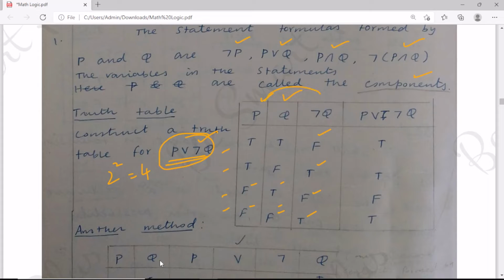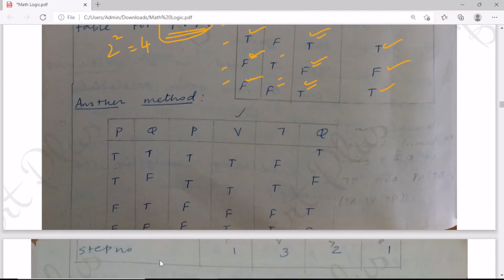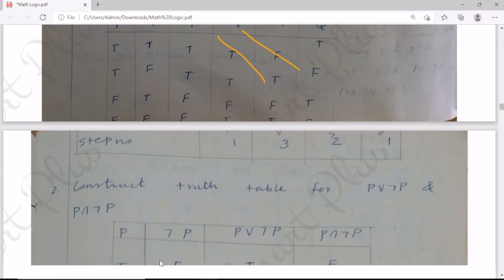Now we can use the disjunction between P and negation Q, that is P or negation Q. So true or false, true. True or true, that is also true. False or false, that is only false. False or true gives you true. We can use another method too, but that seems to be tedious, so I omit that method and follow this method for your clear understanding in the forthcoming examples.